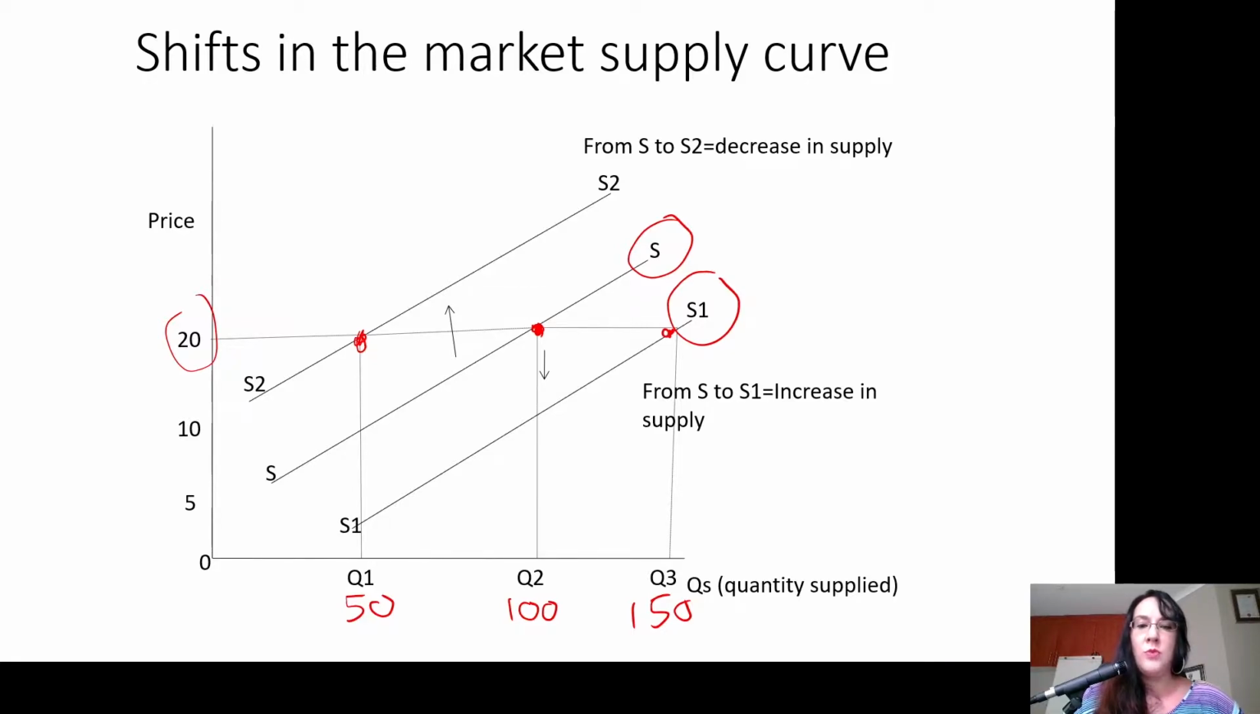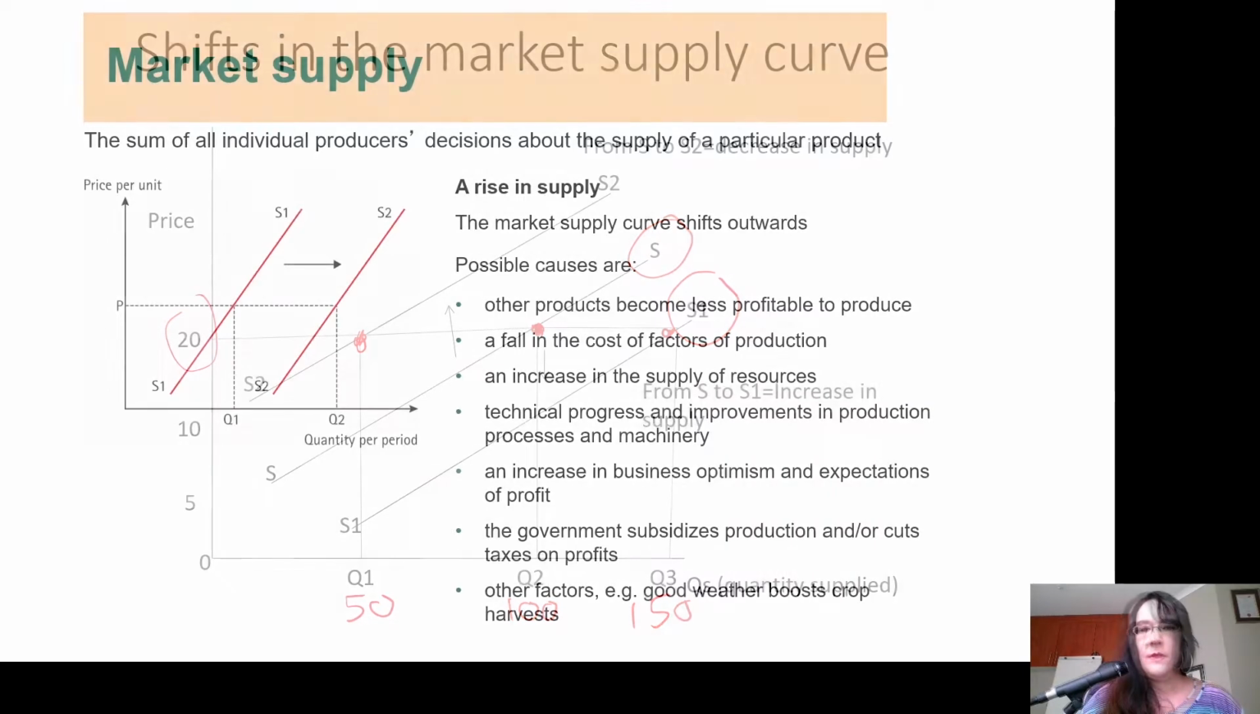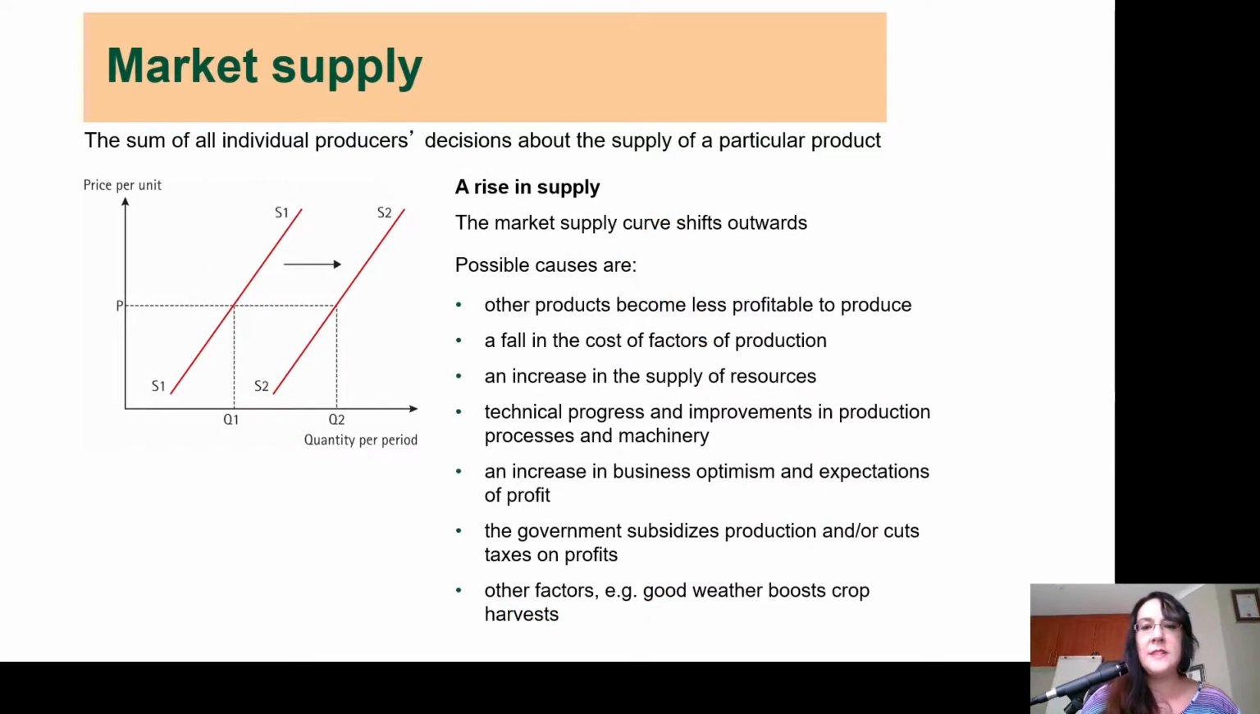And it is wrong to say that that is an increase, because if I'm looking at S to S2, those 2 points there, I can see it went from 100 to 50. It's definitely not an increase going to that side. An increase is towards this side, and a decrease is towards that side. Let's look at factors that cause the supply curve to shift.